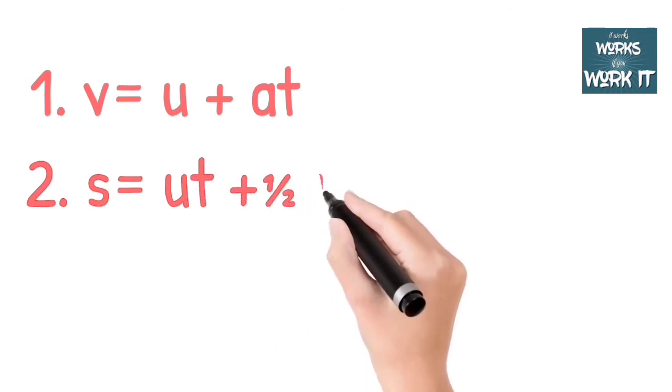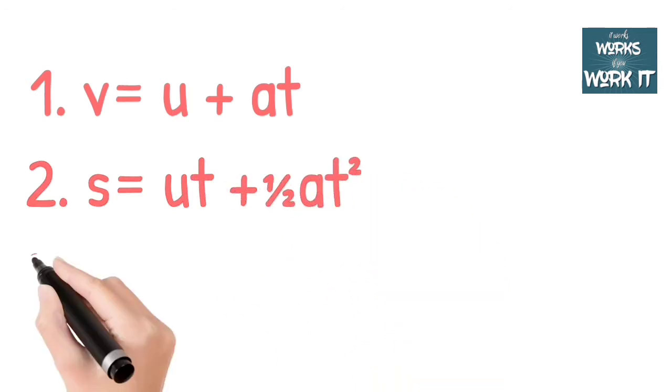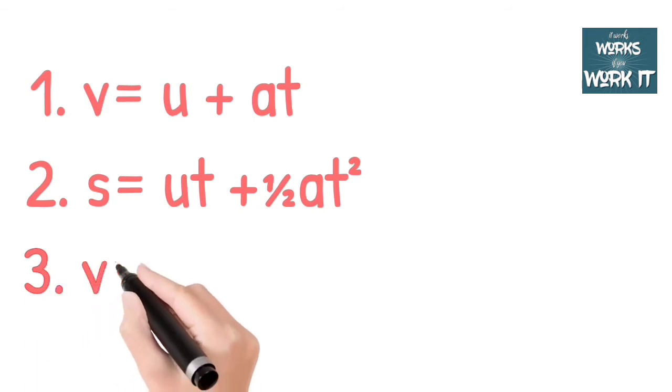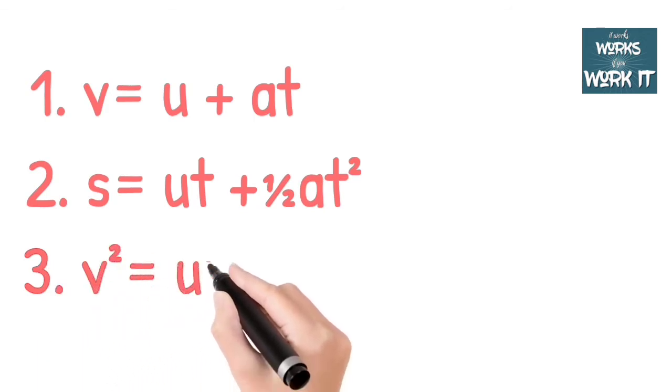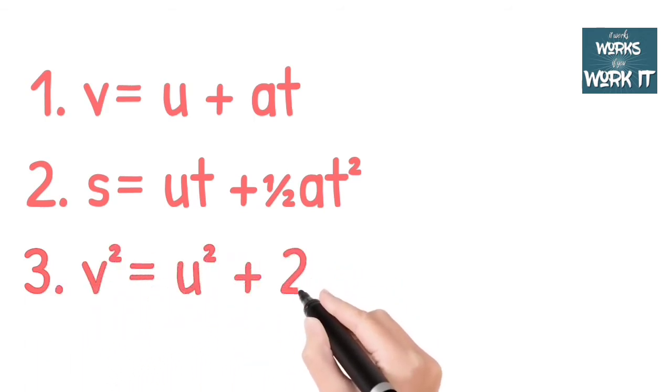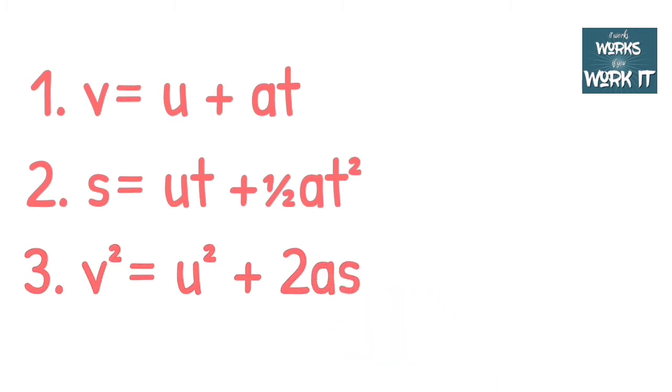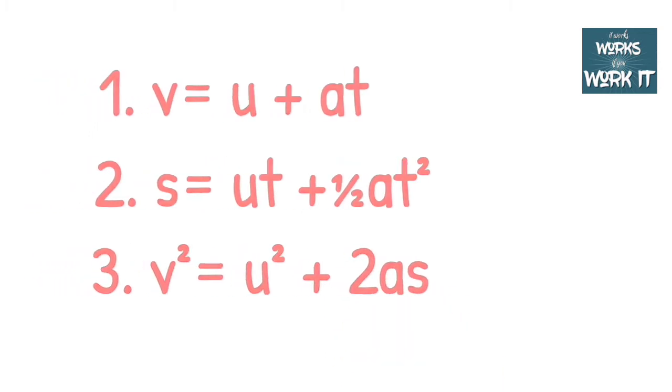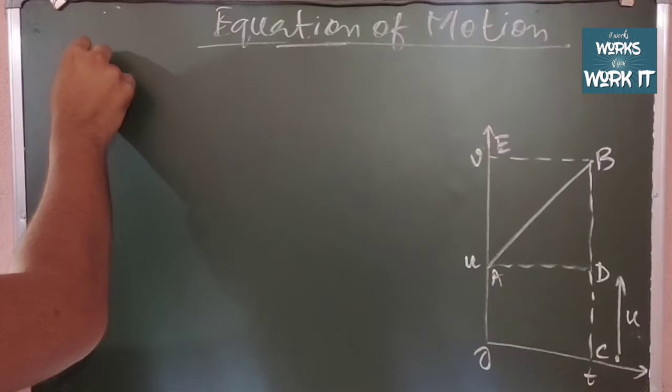Next is s, that means distance, is equal to initial velocity into time plus half into acceleration into time square. The third is v square equal to u square plus 2as. Every term you know already. Now we are going to derive each and every equation of motion.